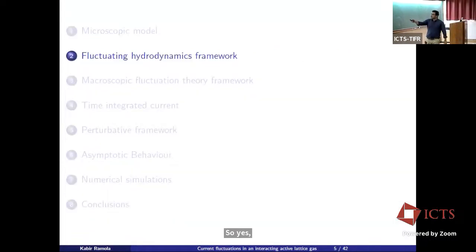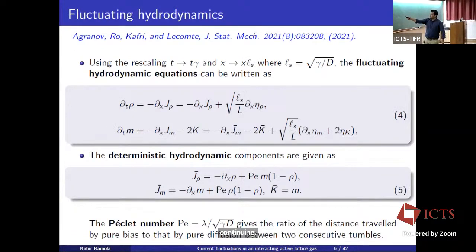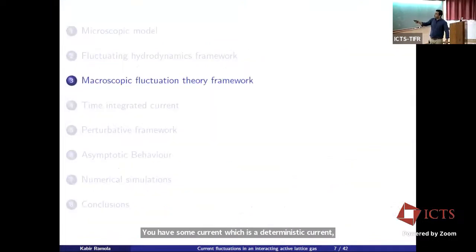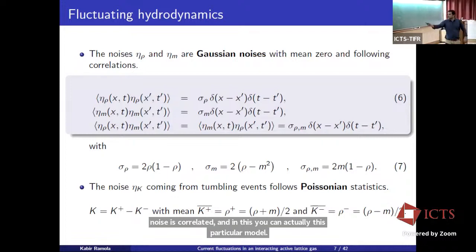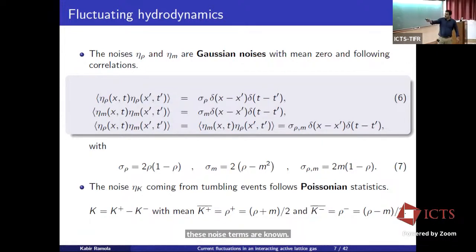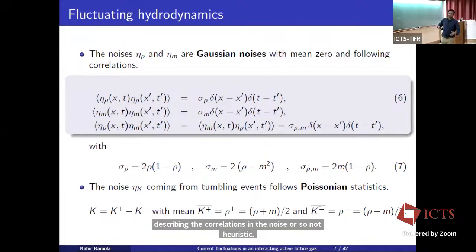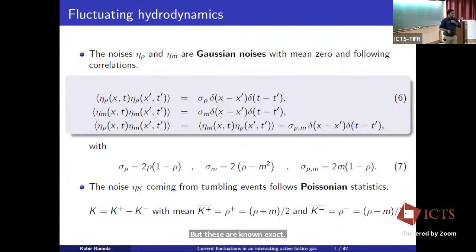So you write down the noise terms as a heuristic noise. So you have some current, which is the deterministic current, plus some noise term. Now you ask for how the noise is correlated. And in this particular model, you can actually map it on to this ABC model where these noise terms are known. And so for this particular model that I'm describing, the correlations in the noise are not heuristic, but these are known exactly with a mapping to ABC model, which is a 3-species model.